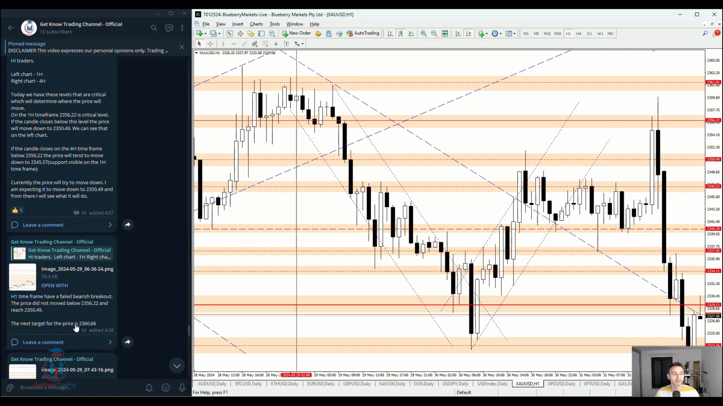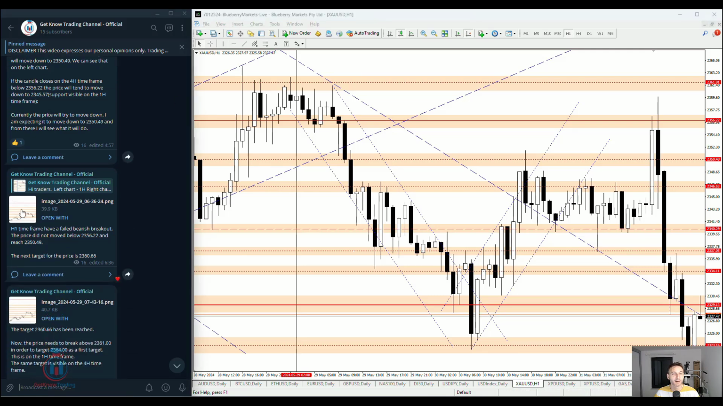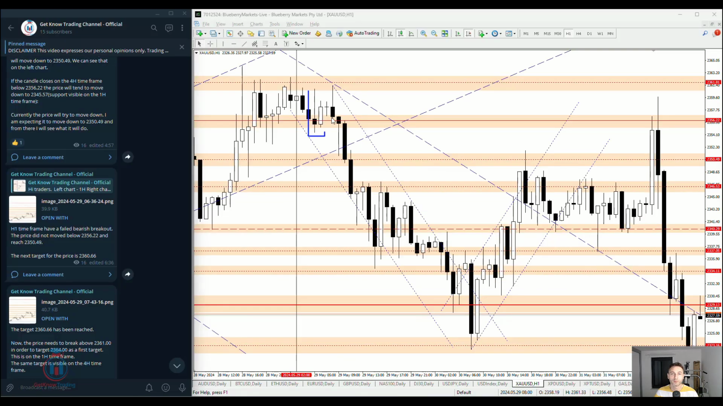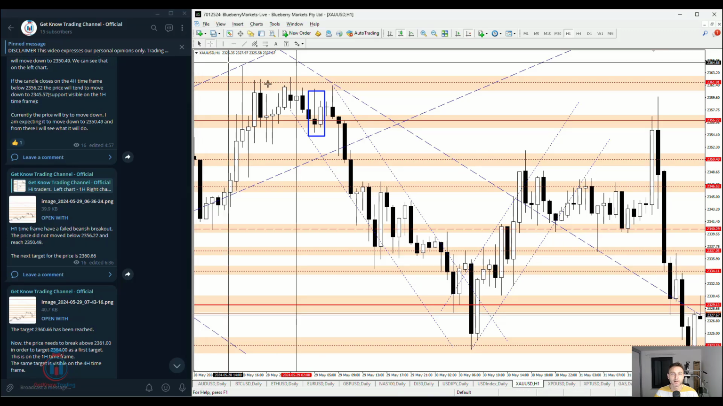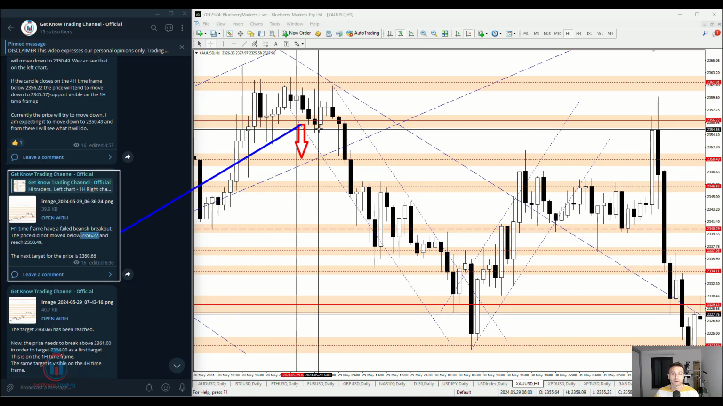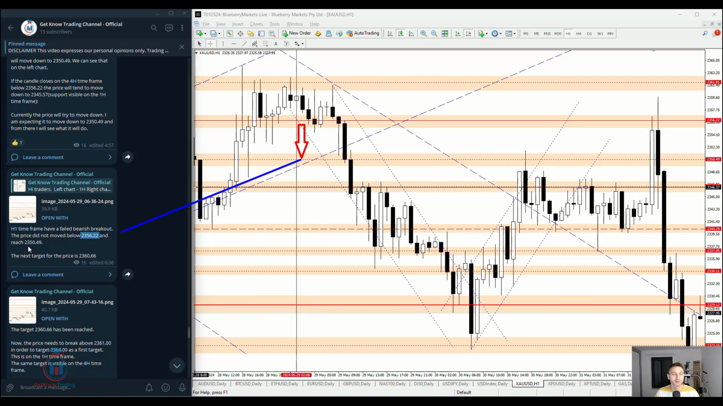You can see that I have said here that after this candle, this one is the black candle, it was expected that it will push the price down. The price did not go down, but it has moved up. This is the candle right here that you can see on the chart. So I have said the target has been reached. Now, sorry, this is the 1 hour time frame, a failed bearish breakout. The price did not move below 2356.22. This is the one, and reached 2350.49. The next target for the price is 2360.66.